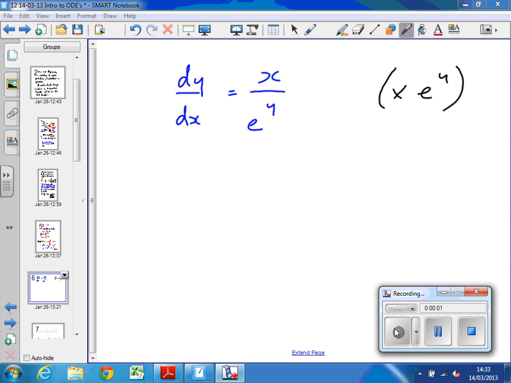So the second example then, dy by dx equals x over e to the y. We can use separation of variables because they're divided. So separate the variables. What do you think we do? So times both sides by dx, dy equals x over e to the y dx. I've done it again, dx. Not separated the variables quite yet, so what do we do now?